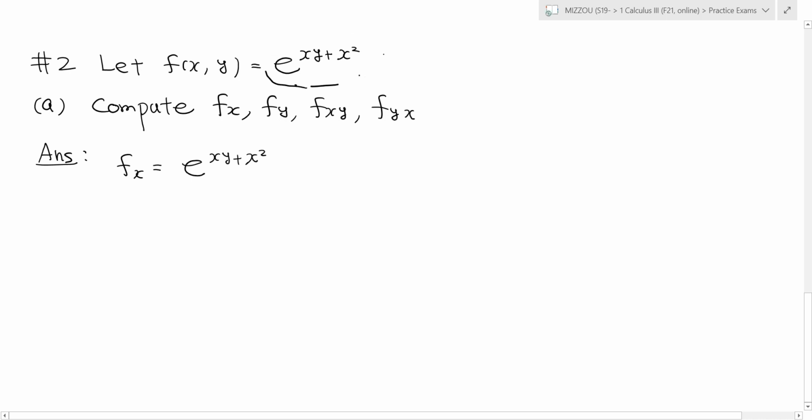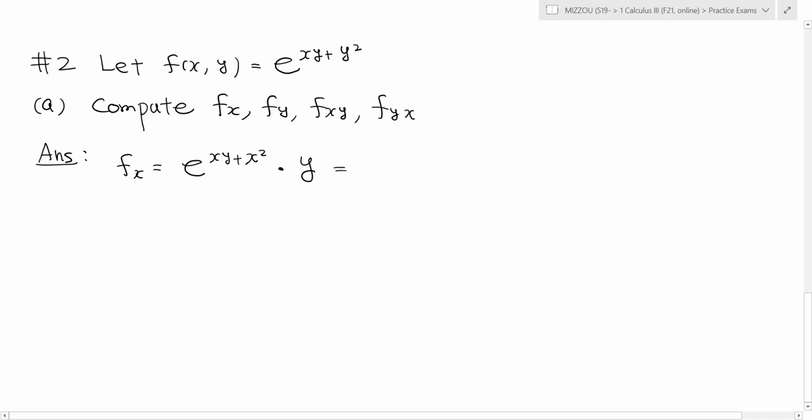And then you have to multiply the derivative of whatever you have for the exponent, so you differentiate this with x and get y plus 2x. I'm sorry, I copied the problem wrong. This is y squared. Sorry about that. So you multiply the derivative of this with respect to x. So that means you multiply y.